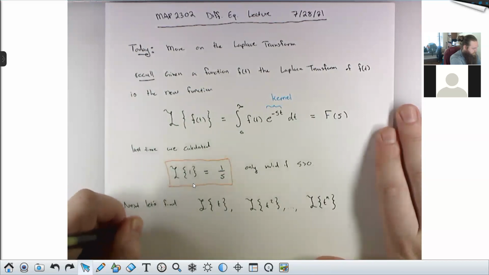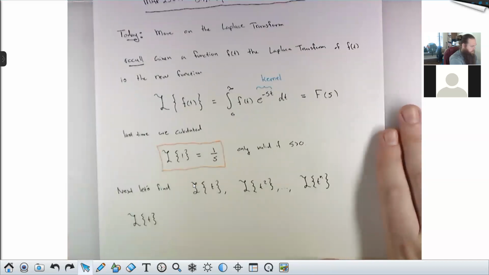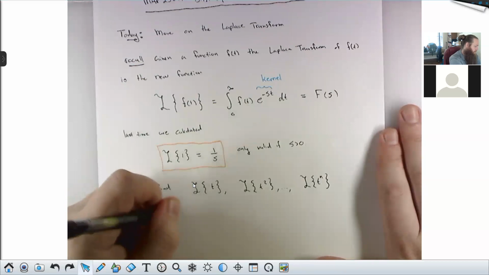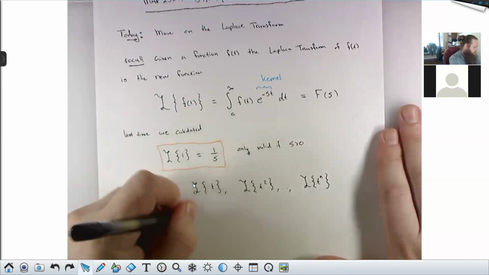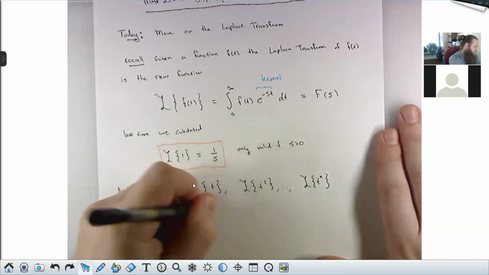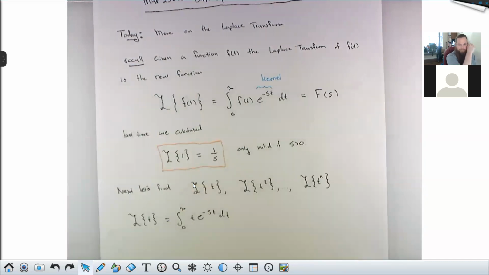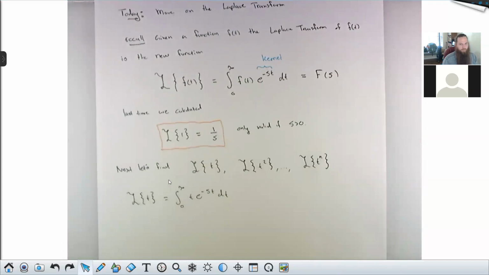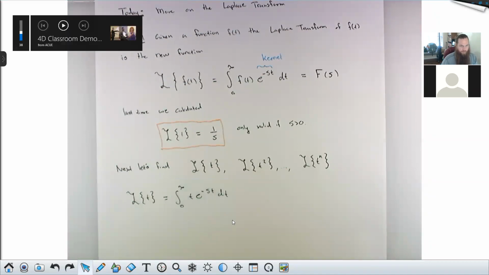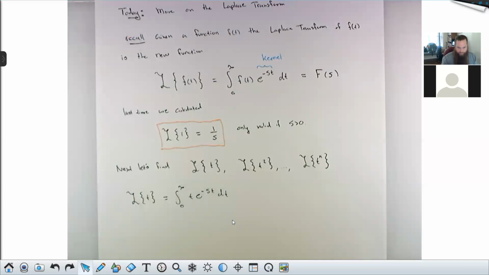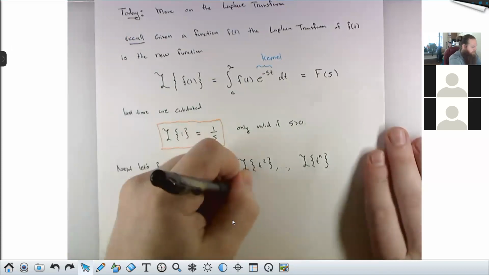L of t, the Laplace transform of the function t, would be the integral from 0 to infinity of t e to the negative st. Who can help me with this integral? If we're being careful, and I do want to be careful here, what's the very first thing I should do if my aim is to evaluate this improper integral? Well, it's just an integration by parts, correct? It's true that the antiderivative step is integration by parts.